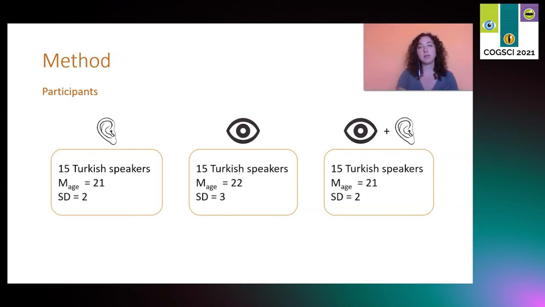We had 15 participants in each condition, and participants were asked to describe each event. They were told that another participant would watch their descriptions and watch or listen to the same events and be asked to match descriptions with events. But there were no instructions about gesture use.